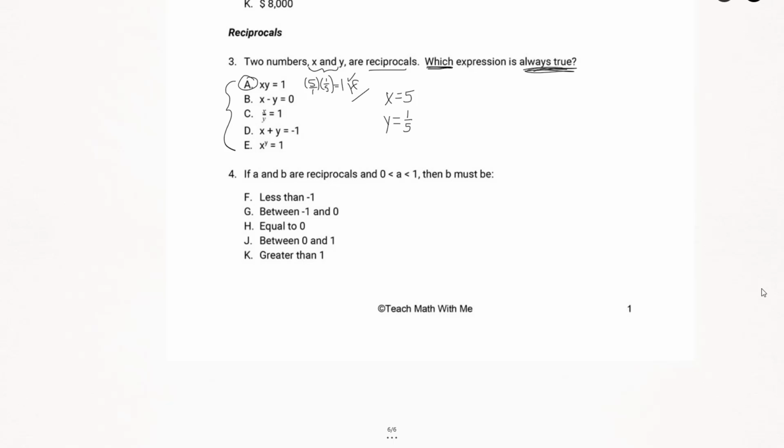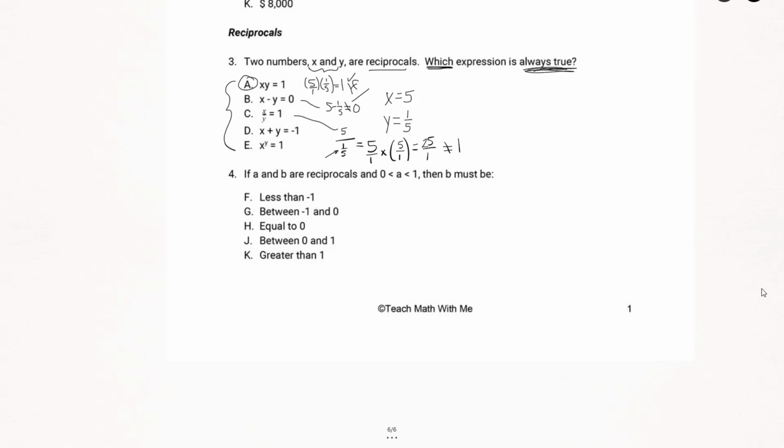If you wanted to look at the other options, you could. Answer choice B: x minus y is 0. Well, we have 5 minus 1/5, which is not equal to 0, so that one's out. C: x over y is 1. Well, 5 over 1/5. If you remember what we talked about with dividing fractions, that's the same as multiplying by the reciprocal of the value on the bottom. That turns out to be 25 over 1, which is not equal to 1.